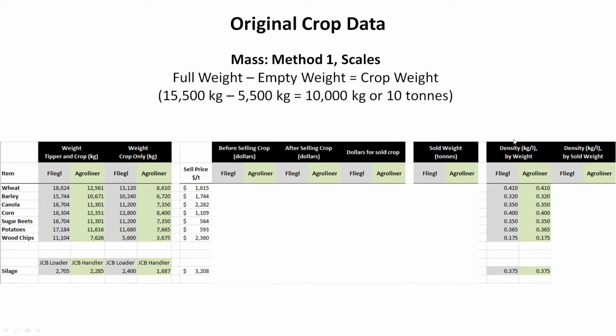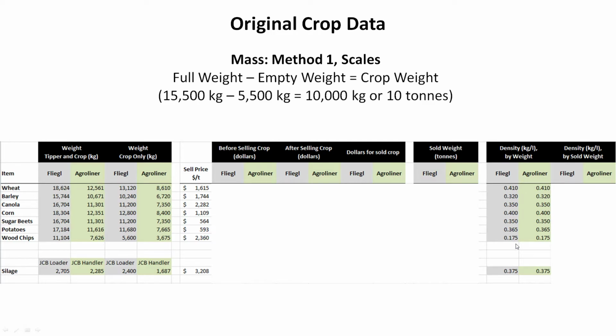So over to the right here we have the density in kilograms per liter. So we take the weight of the crop, divide by the capacity or the volume of each of these, and we get the density of the crop. And you see it matches between these two tippers. So this weight here divided by the volume of this tipper gives us that. And likewise for the agroliner, we take the weight of this crop divided by the capacity of the agroliner, we get the same numbers. So these numbers agree all the way down.